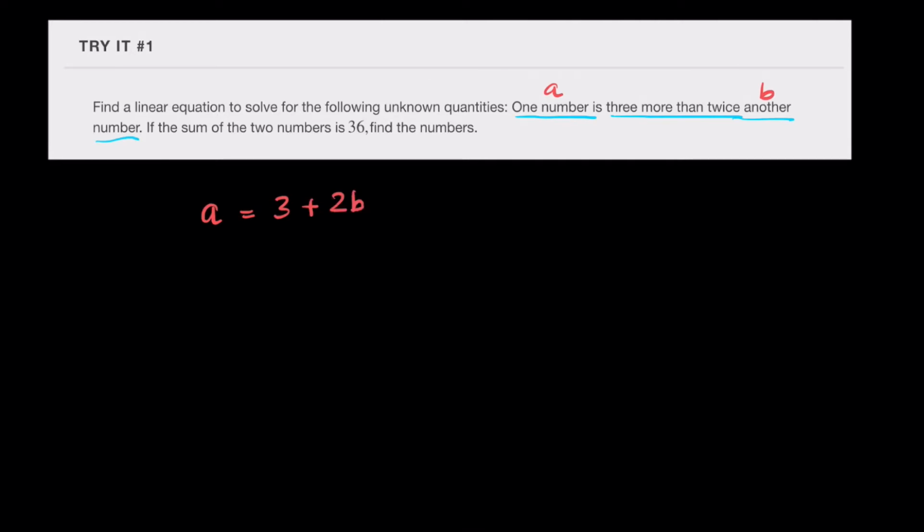You understand how to convert this? A is 3 more than twice B. So you have to find both A and B. They have given us that the sum of the two numbers is 36. So they are saying that A plus B is 36. Substitute in place of A, 3 plus 2B, and find the answer. Pause the video right here and try to solve this problem.